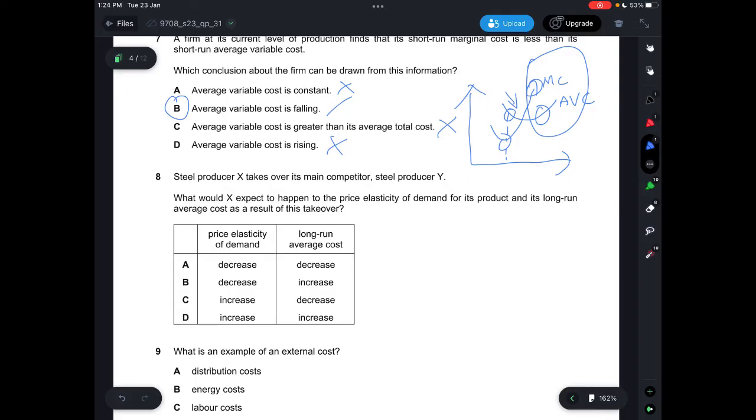So your price elasticity of demand would decrease, and then your average cost would also decrease because you bought over the company, which means that you have more machinery to deal with, you can produce more, you have more infrastructure, so you don't have to pay to actually operate more, to operate the only things that you have at the moment. So both of them will decrease. So answer is A.